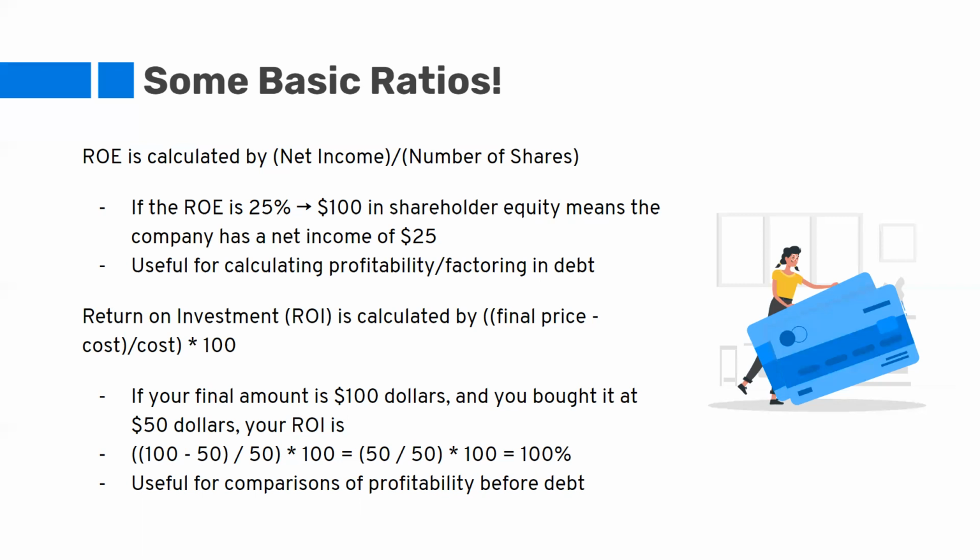For example, if you bought $50 worth of shares of a company and you sell it at $100, you get a profit of $50 because 100 minus 50 is 50. And you divide that by the initial cost of 50, you get 1, so 1 to 1. Now you multiply that by 100 and that becomes 100%. So your return on investment percentage is now 100.